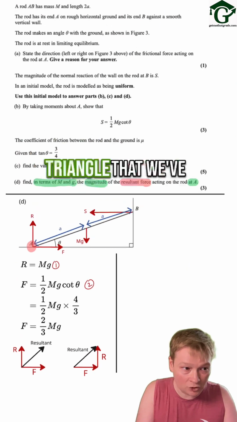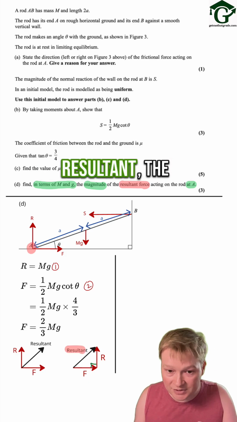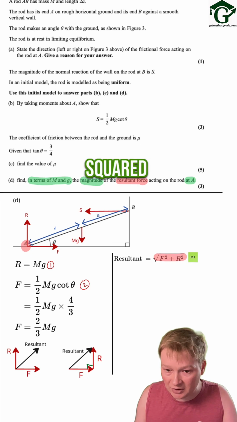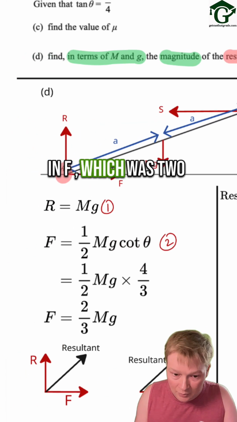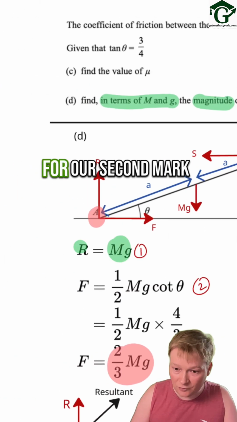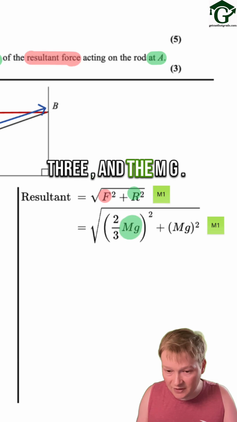So it's a right angle triangle that we've got here. We can use Pythagoras' theorem to work out the length of that resultant, the magnitude of the resultant. That would be the square root of F squared plus R squared. Now we can substitute in F, which was 2/3 mg, and R, which was mg, for our second mark. We need to square everything in this bracket. The 2, the 3, and the mg.